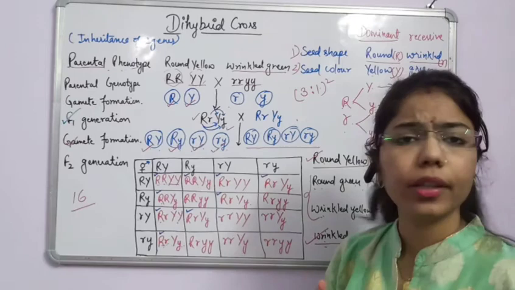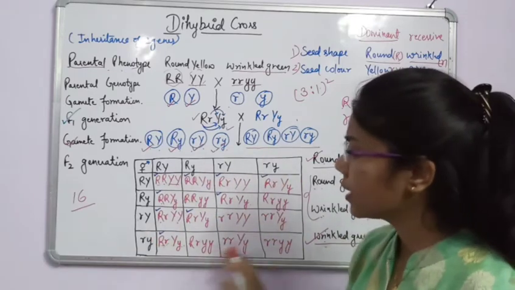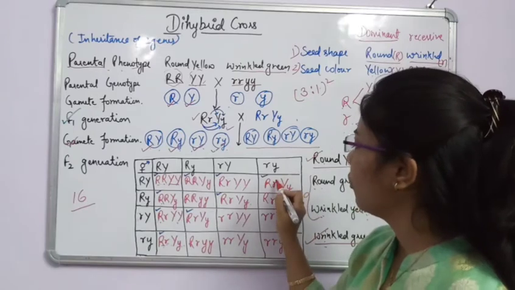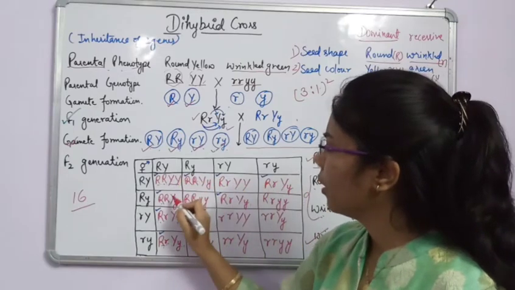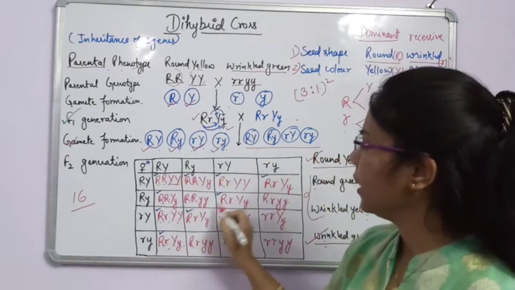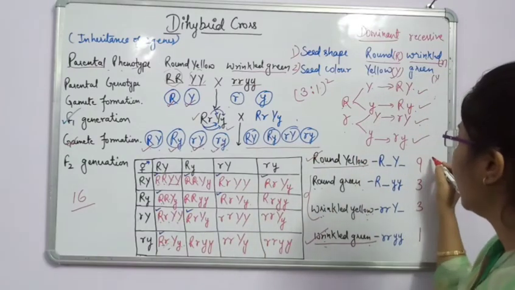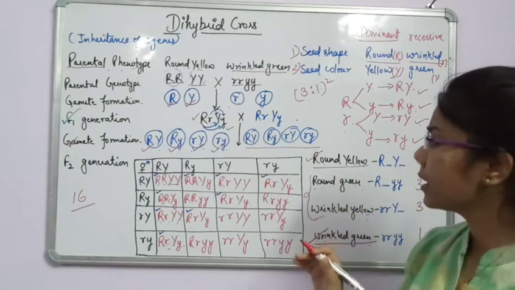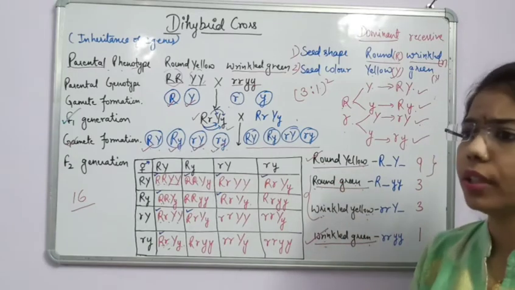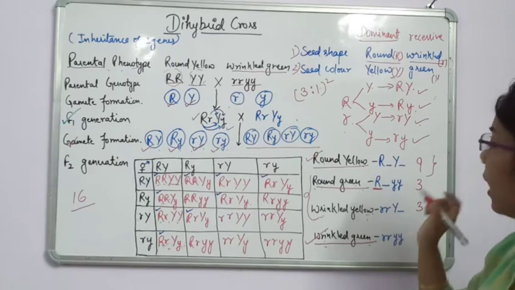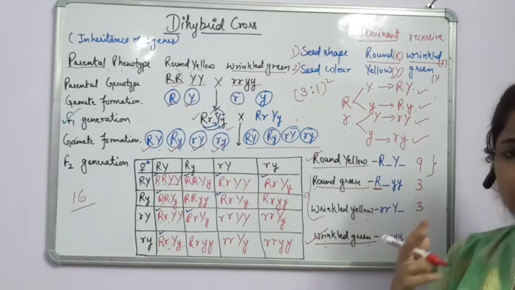So how many round yellow are we getting out of these 16 combinations? From here I will count 1, 2, 3, 4, 5, 6, 7, 8, 9. So how many round yellow are we getting here? 9. And if you see the round green, what are the round green? Round is shown with the capital R and green with the small y.